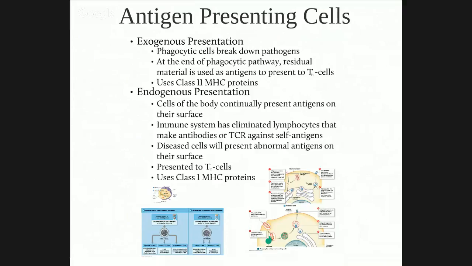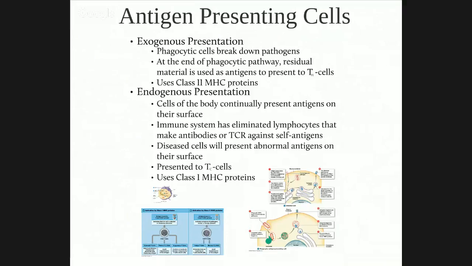But that's exogenous presentation. Phagocytic cells break down antigens that have gotten into our body from outside and present pieces of them on their surface. Endogenous presentation is when cells in your body present their own antigens. The vast majority of endogenous presentation is just self-antigen presentation, which doesn't have any real effect, ideally because of the negative selection that I mentioned earlier. You should not have lymphocytes that recognize self-antigens.